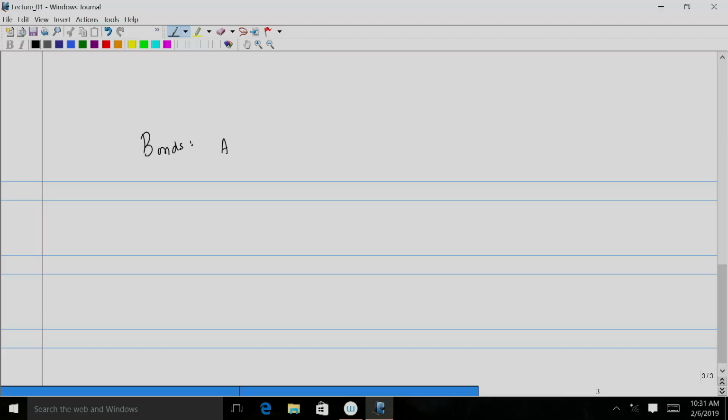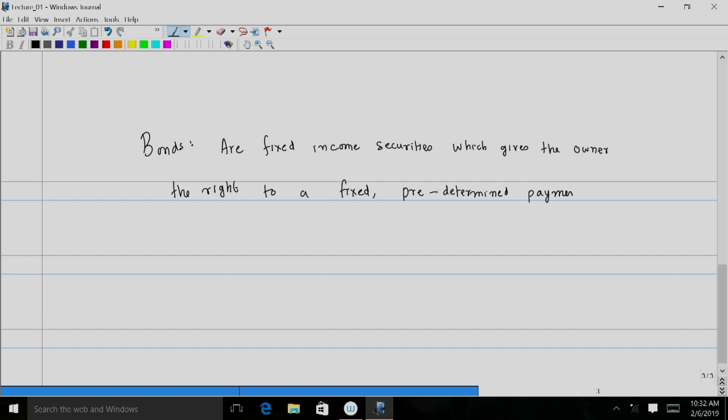So, let us now first begin with a basic security, and in particular we will first begin with bonds. So, what are bonds? So, bonds are fixed income securities, which gives the owner the right to a fixed predetermined payment at a future predetermined date. So, I want to make two observations here.